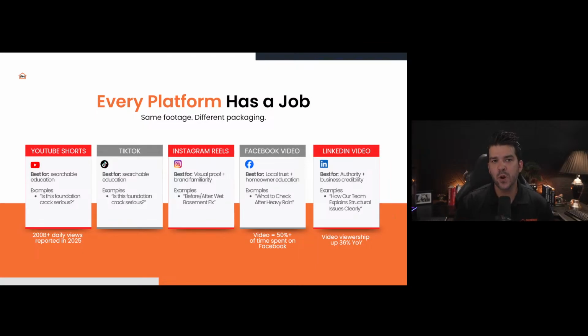And here's the important part. You're not changing the core message. You're just adjusting how you package it. The same job site walkthrough could become a YouTube short titled, "What causes water along the basement wall?" Or a TikTok clip with a raw, direct explanation from the job site. Or an Instagram reel with strong visuals and text overlays.